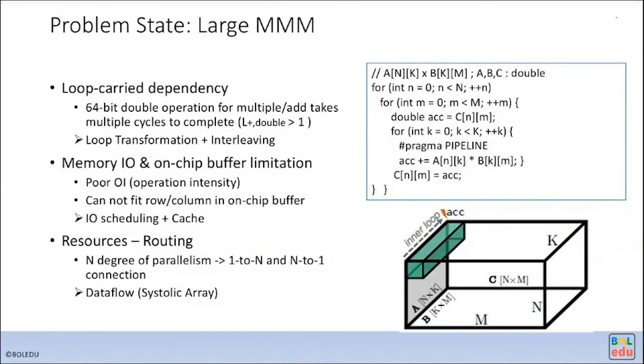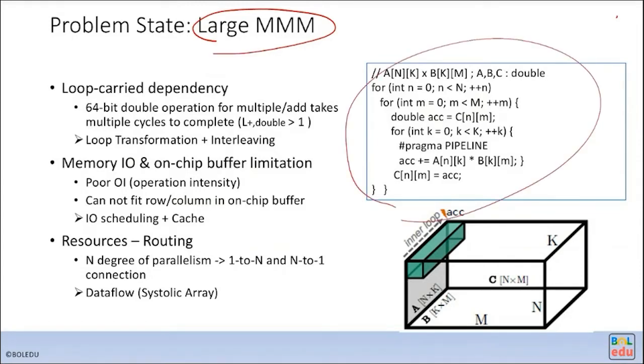Especially for large matrix multiplication, that's a very typical code. You have an A matrix which is n by k and a B matrix which is k by m. Then we can use a cube to represent these matrix multiplications. So if you have an A array which is n by k, and a B array which is k by m, the result C matrix is n by m.